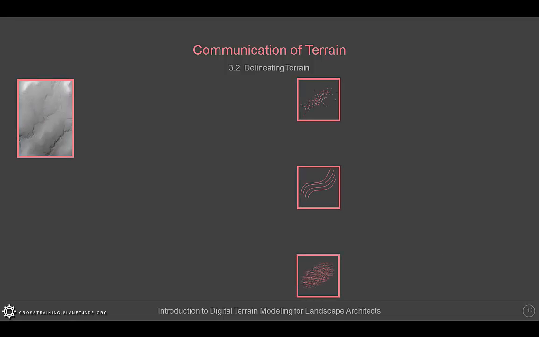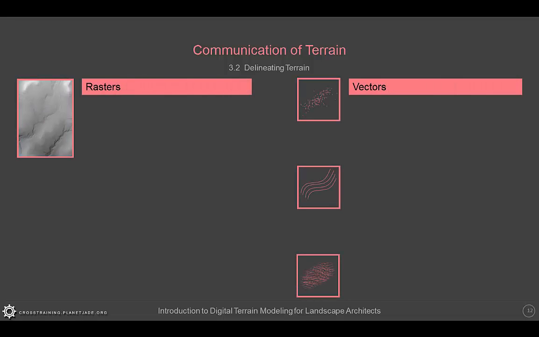So the first one I'm going to talk about is the rasters. Communication through pixels or rasters involves the shading of terrain pixels or cells into colors ranging from 0 to 255. So this works very similar to Photoshop.